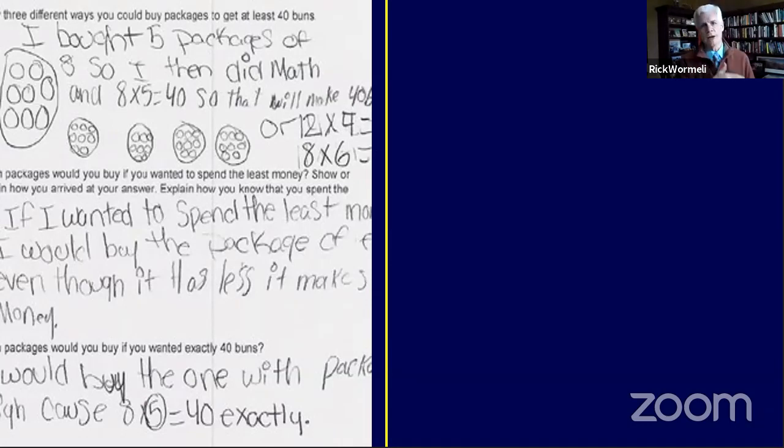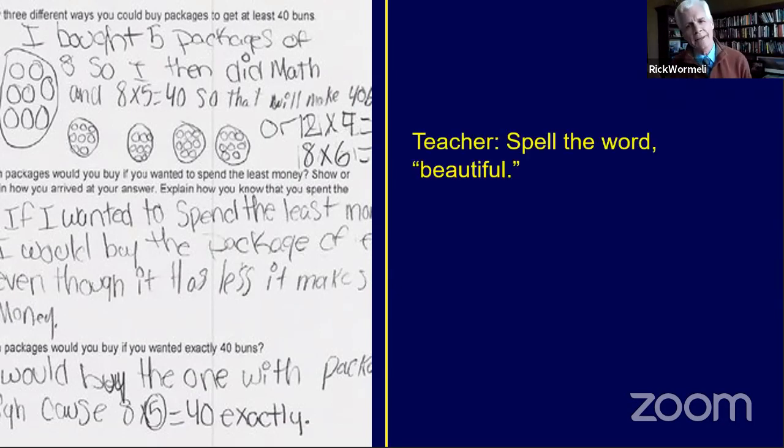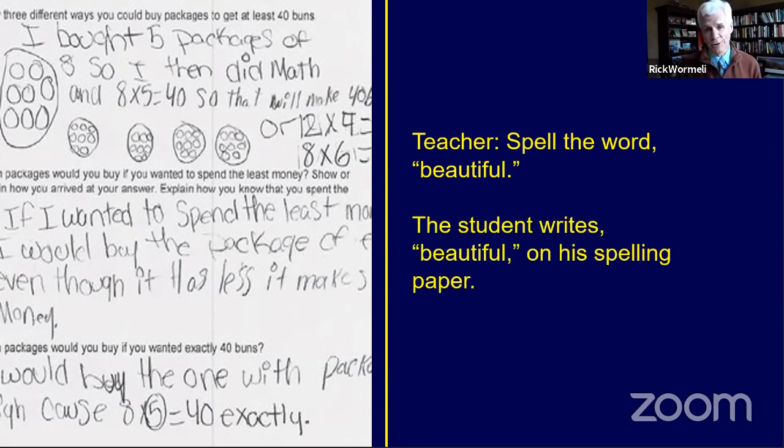These are 8 buns, hot dog buns for the hot dog that they're making. So then I did math. 8 times 5 is 40. That's how many. That doesn't reveal a whole lot. Spell "beautiful" is not a test of spelling. It's a test of having memorized how a word is spelled. Spelling is done very differently.